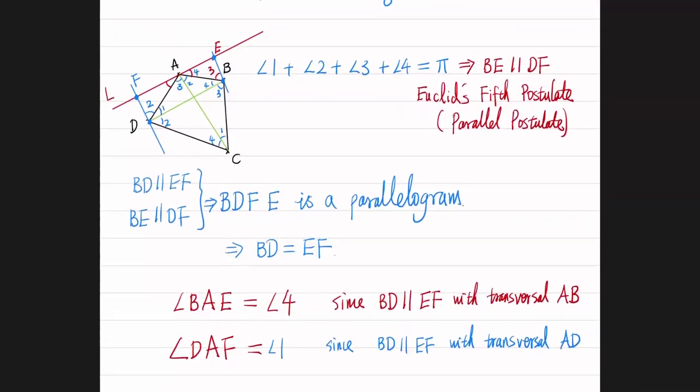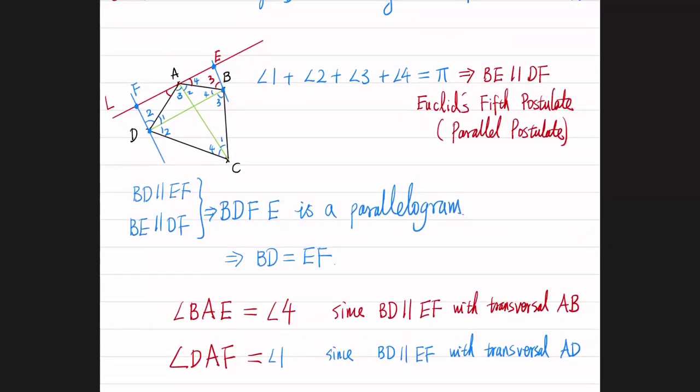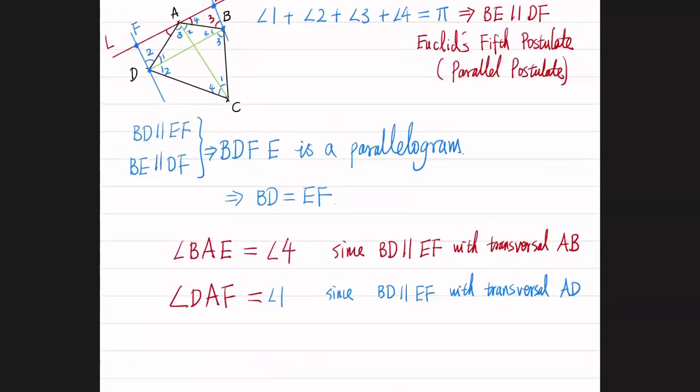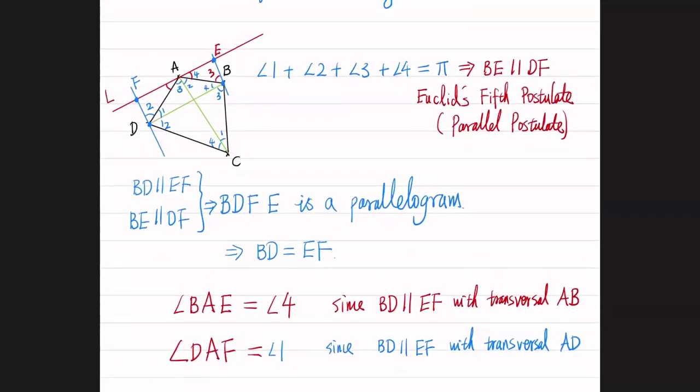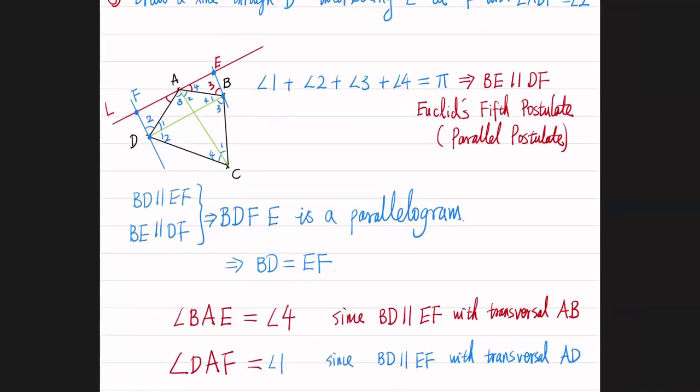Next, we will start with this angle, ABE. It has two angles, angle 3 and angle 4. Can you find another angle over there with two angles, angle 3 and angle 4? Okay, I'm going to make a copy of this, so we go to the next page.